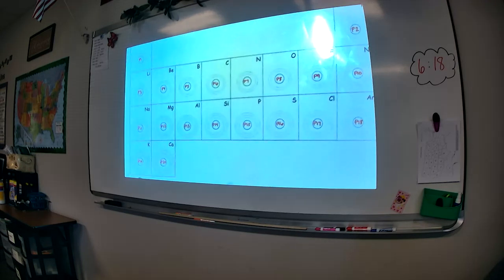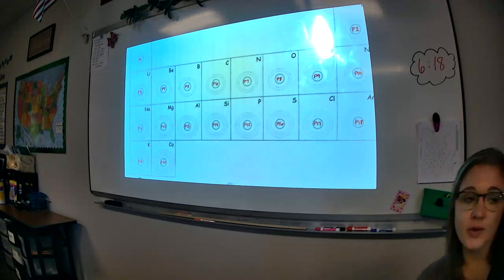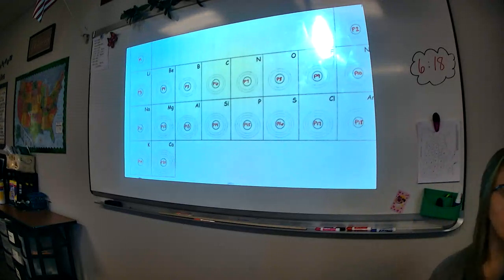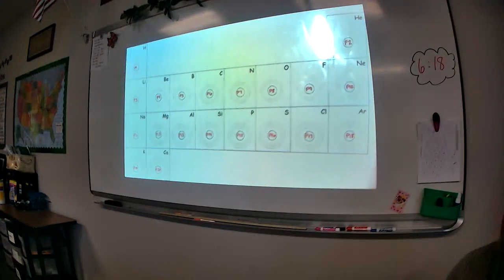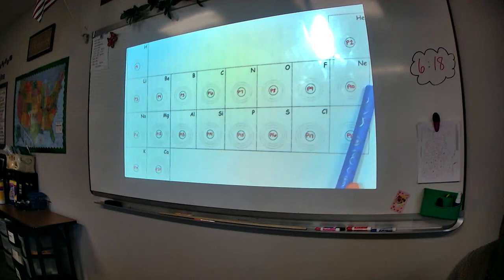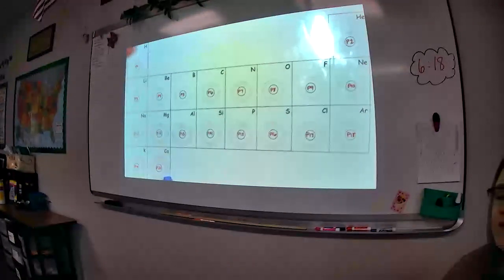Okay? Now, that's what the solid line is. It represents the edge of the nucleus. Outside of the nucleus, you'll see 1, 2, 3, or 4 dotted lines. Those represent the shells. Notice this first row has 1 shell. Second row has 2 shells. Third row has 3 shells. Fourth row has 4 shells. Every time you go down a row, you add a shell, which is true of the table in general.